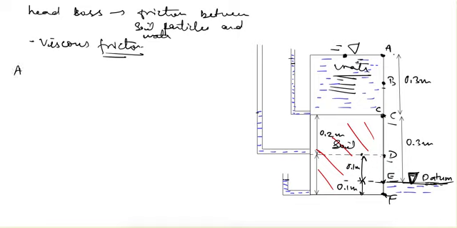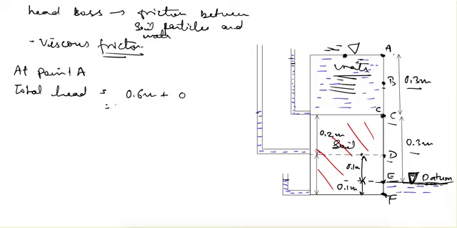So let's see these points one by one. At point A, total head is equal to pressure head plus datum head, but point A is in contact with the atmosphere, so pressure head here is 0, and datum head is the height of that point from the datum, that is AE. So AE is 0.3 plus 0.3, that is 0.6 meter, and pressure head is 0, so total head is 0.6 meter.